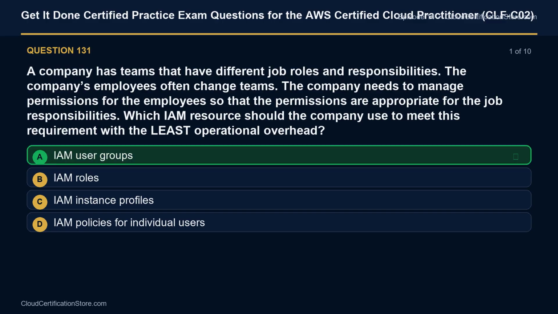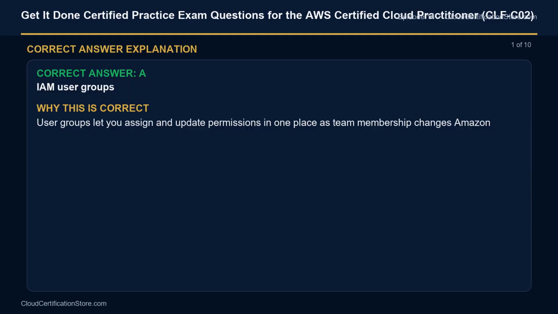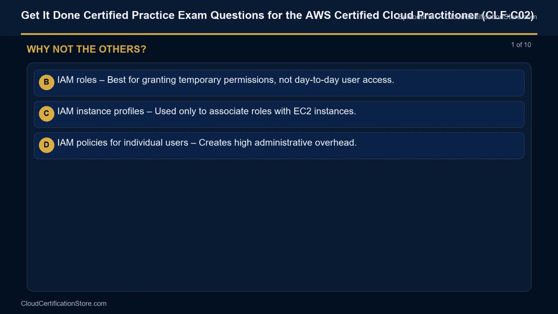The correct answer is A, IAM user groups. Explanation: user groups let you assign and update permissions in one place as team membership changes. Why not option B? IAM roles are best for granting temporary permissions, not day-to-day user access. Why not option C? IAM instance profiles are used only to associate roles with EC2 instances. Why not option D? IAM policies for individual users creates high administrative overhead.